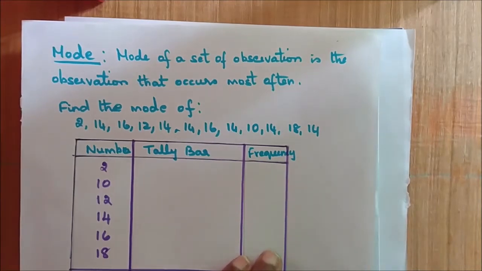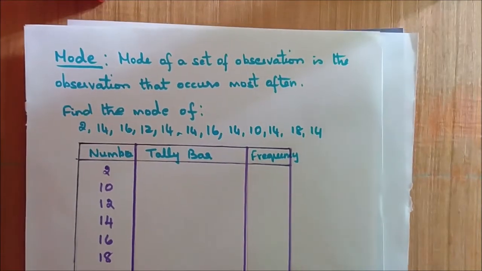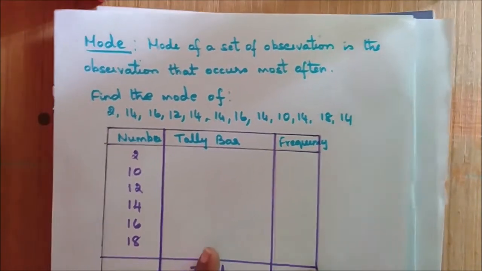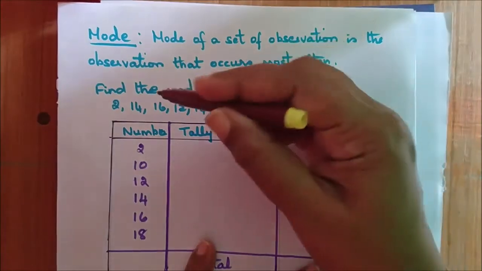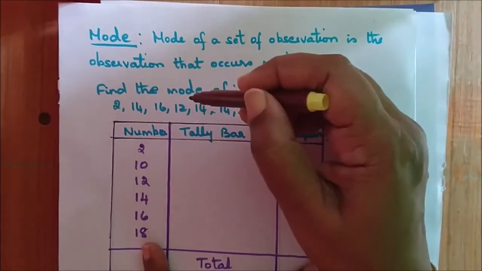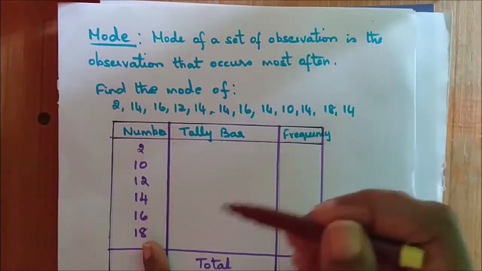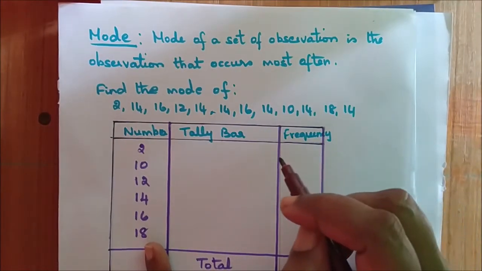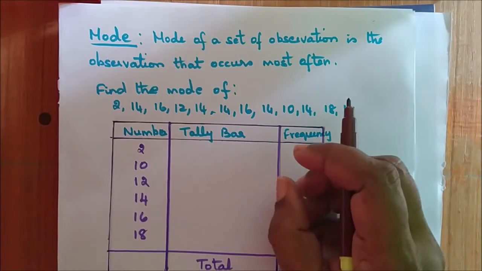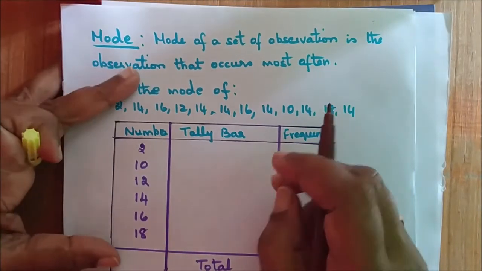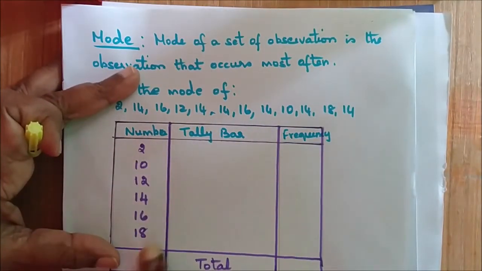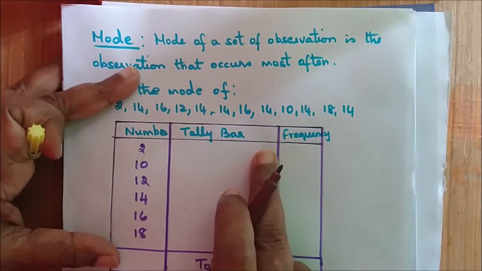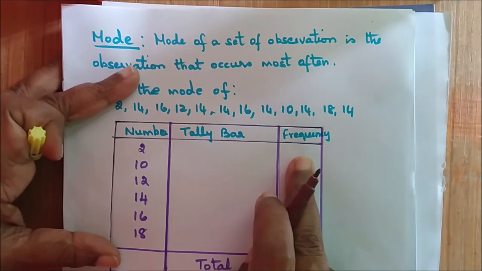So now we are given a problem. Find the mode of the following observations. We are given 2, 14, 16, 12, and so on. Now how do we find the mode of this set of observations? First let me draw a tabular column. I will write the numbers, put the tally bars, and write the frequency.